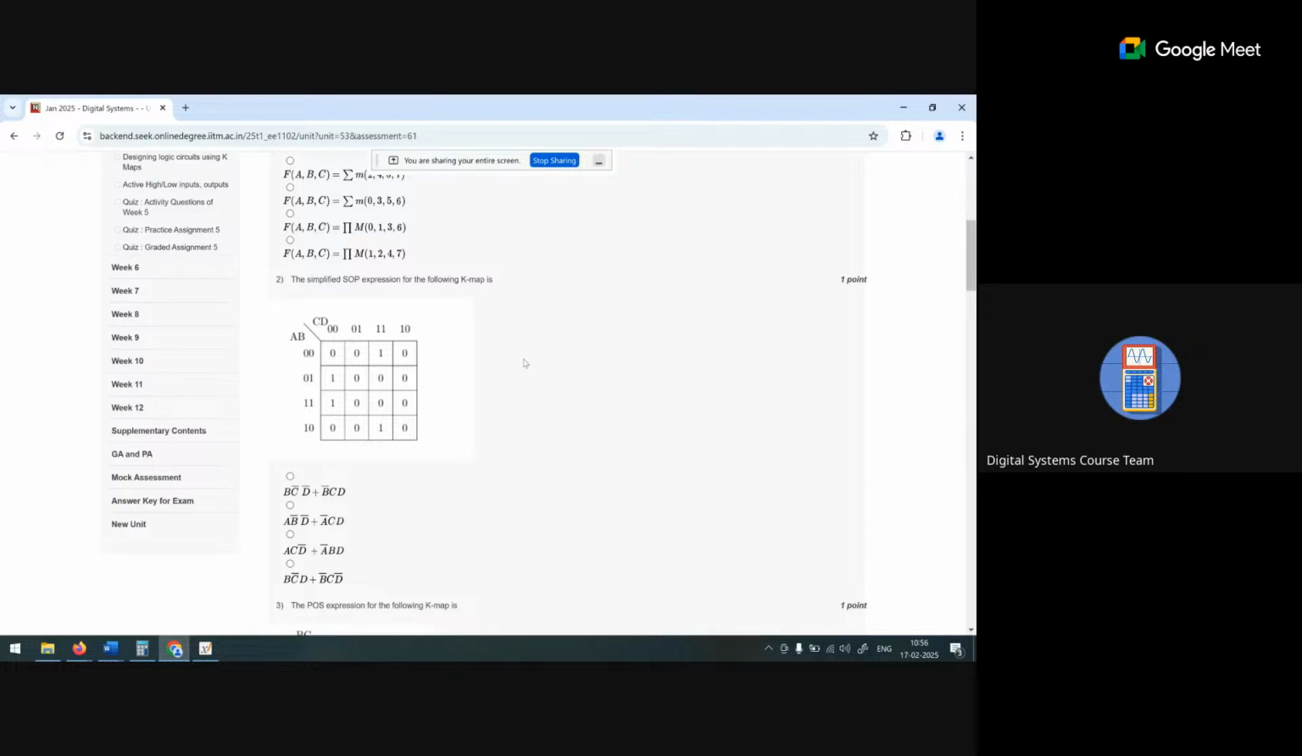Any other doubt related to K-map? In the last class I gave you some questions related to K-map, 5 variables and 4 variables. Have you solved that? Or if you want some more questions to solve for practice, tell me. I can create some more questions and send them to you. Yes, sir, you can send it. Okay, within a day or 2, I will share some more questions.